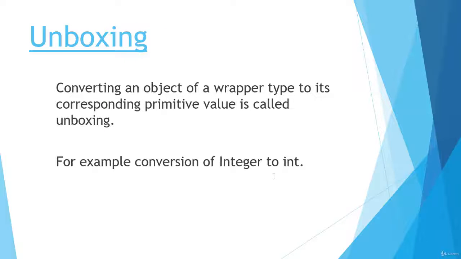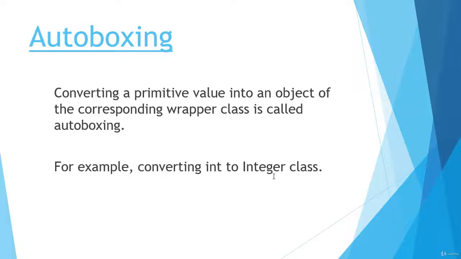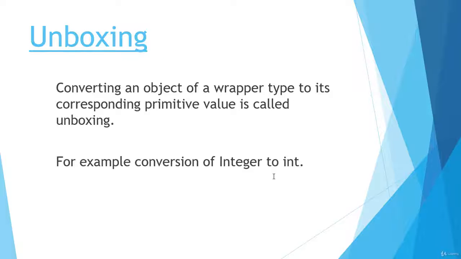And what is unboxing? Converting an object of the wrapper type to its corresponding primitive value is called unboxing. For example, conversion of the Integer to the int. You can see in autoboxing, we are converting int to the Integer, and in unboxing, we are converting Integer to the int. So let's discuss autoboxing and unboxing in our NetBeans.